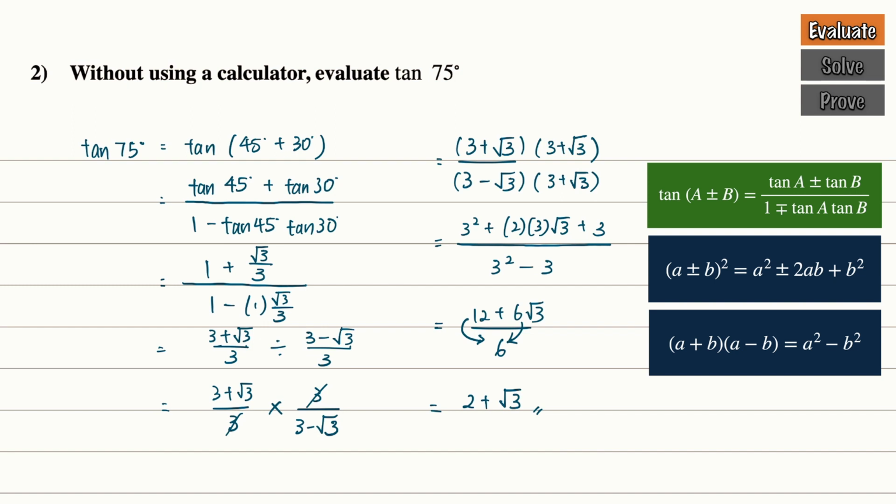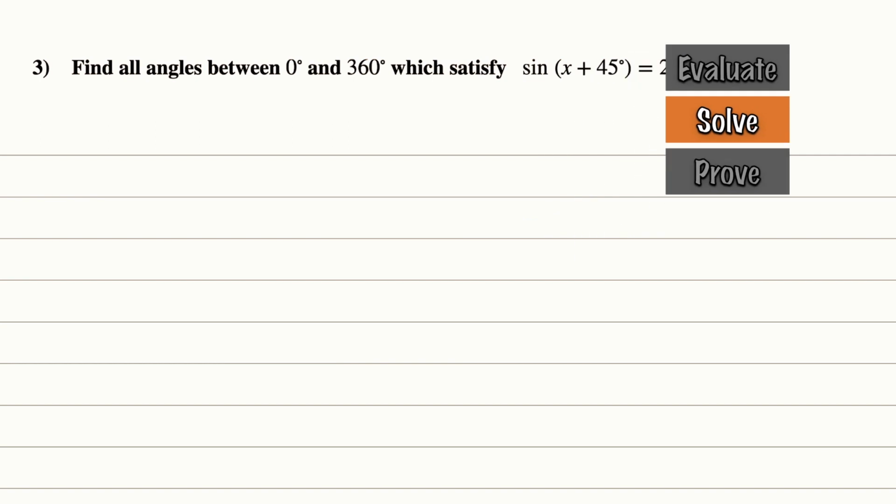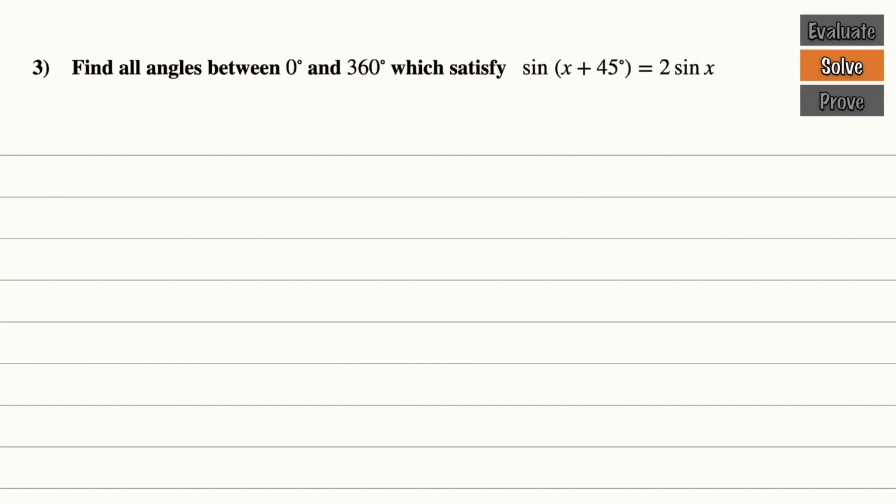Now the next type of questions will be those that involve solving or finding the value of x in an equation. So it goes something like this. Find all the angles between 0 degrees and 360 degrees which satisfy the following equation. Now we have sine of x plus 45 degrees equals 2 sine x. You realize that in both sides of the equation, the angles are different.